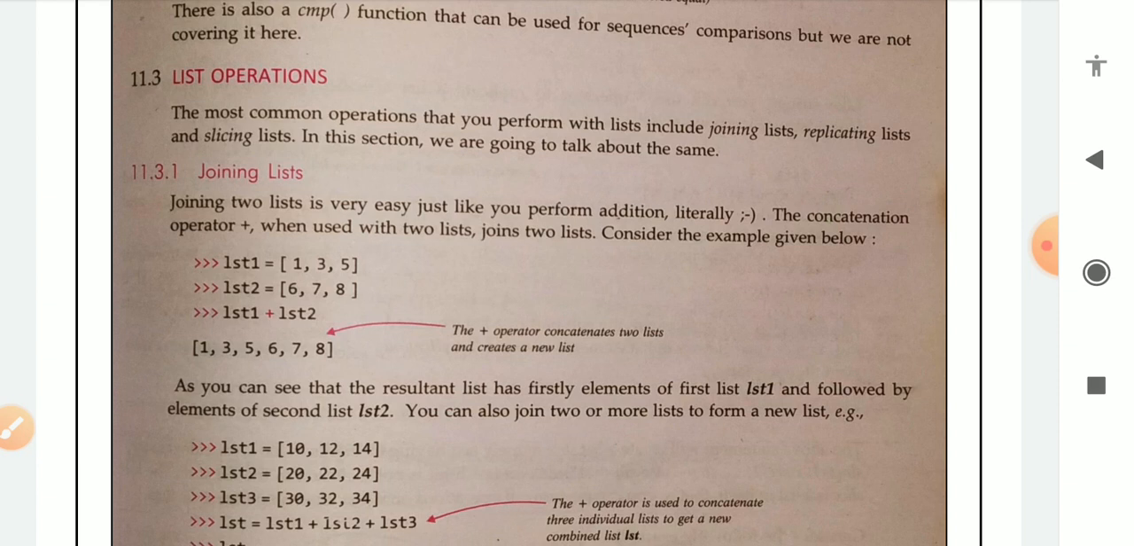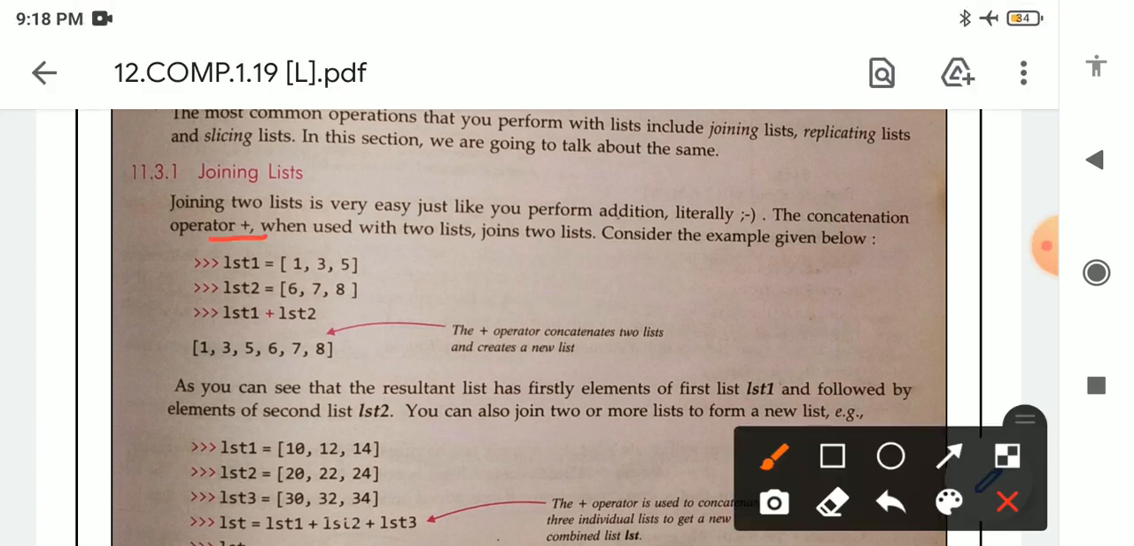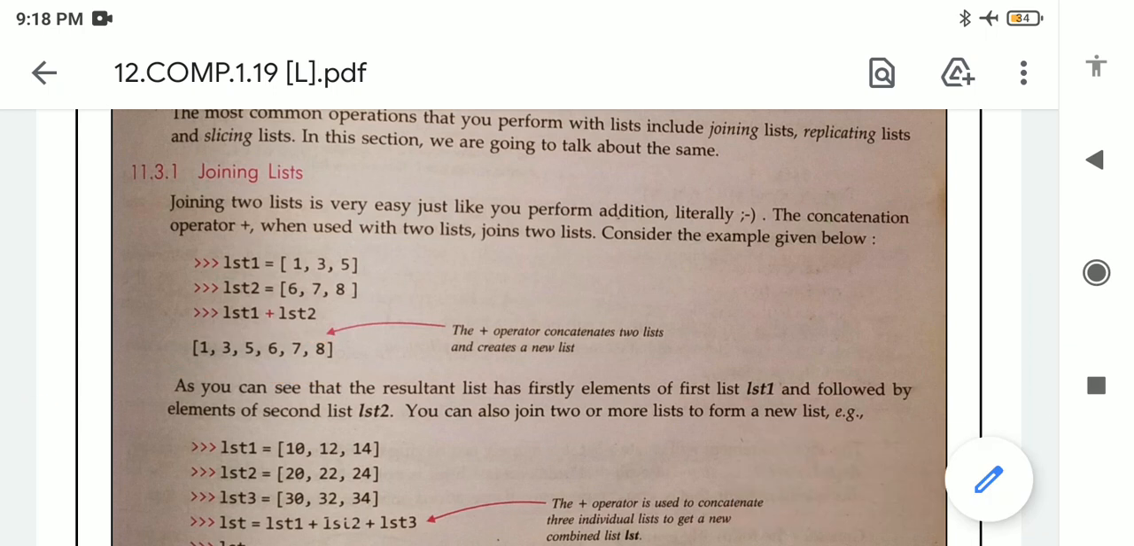Consider the example. See here, two lists are given, LST1 and LST2. LST1 contains 1, 3 and 5. LST2 contains 6, 7, 8. When we use the plus operator, the concatenation operator, we have to write like this: LST1 plus LST2. When we press enter, we will get this as output. Why? Because joining is being performed with the help of the concatenation operator. In this way we will join two lists.